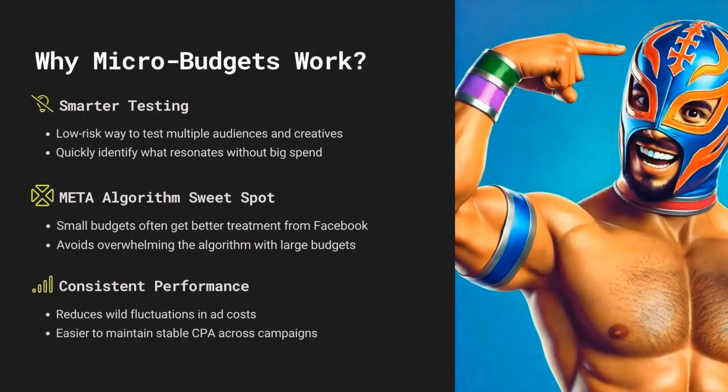Smarter testing: a low-risk way to test multiple audiences and creatives, and quickly identify what resonates, with big spend or without big spend. We don't have to spend hundreds of dollars to see if the message resonates. We can literally spend 40 to 60 bucks. Meta algorithm sweet spot: we're just giving Meta what they want. Highly relevant content to a very specific audience. We're not writing a headline that says, click here, become a lead, and targeting wide open. That's not what Facebook's looking for. We're giving Facebook what they want.